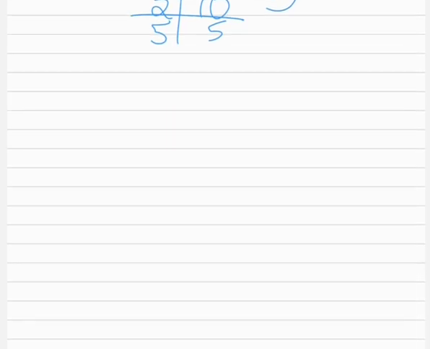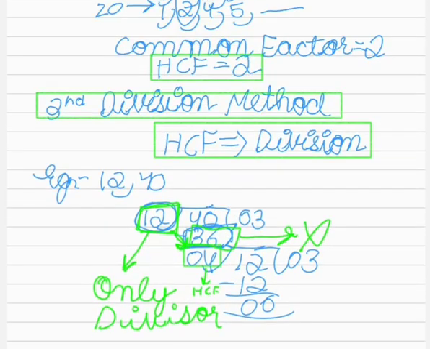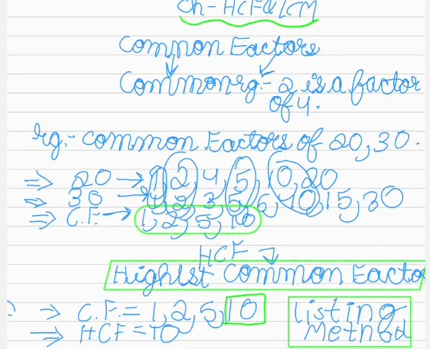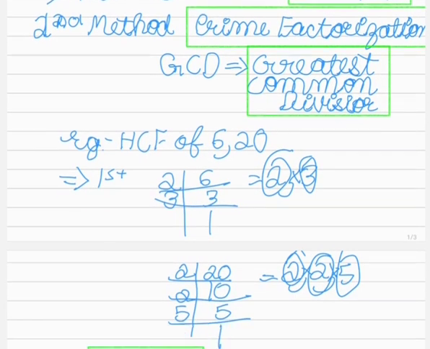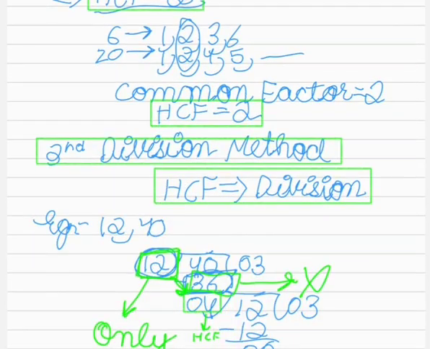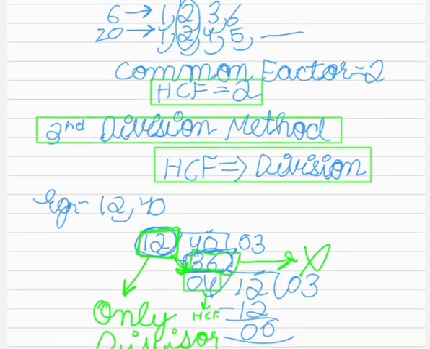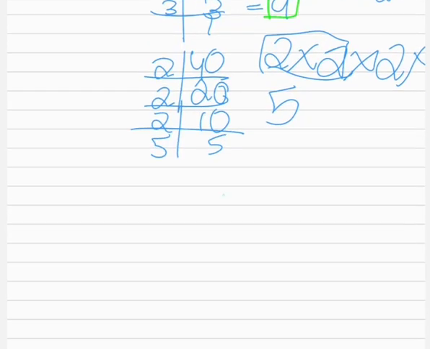So these are the 3 methods of finding HCF. The first method is the listing method, the second method is the prime factorization method, and the third method is the division method. You can write the names of the different methods like I had written these. So next we move to the LCM.